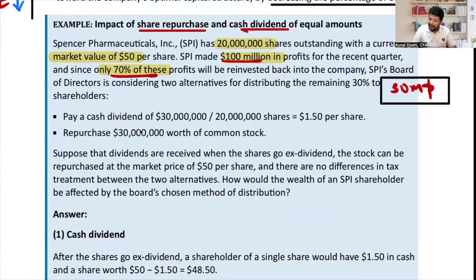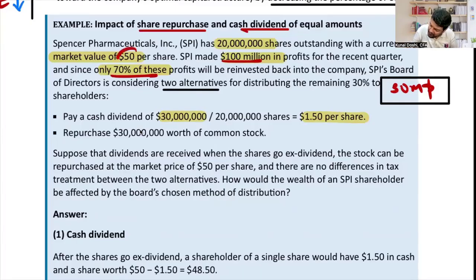Or it can be done as a buyback. Correct? The board of directors is considering two alternatives for distributing the remaining 30%. Pay a cash dividend of 30 million, for 20 million shareholders, that is 1.5 per share. Guys, if I pay a cash dividend, what will happen to the company stock price?